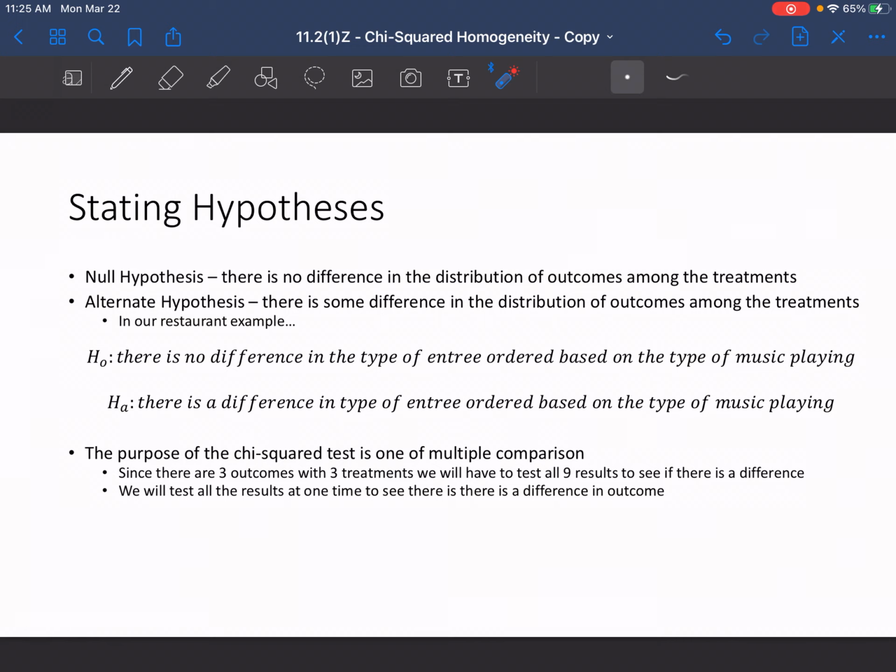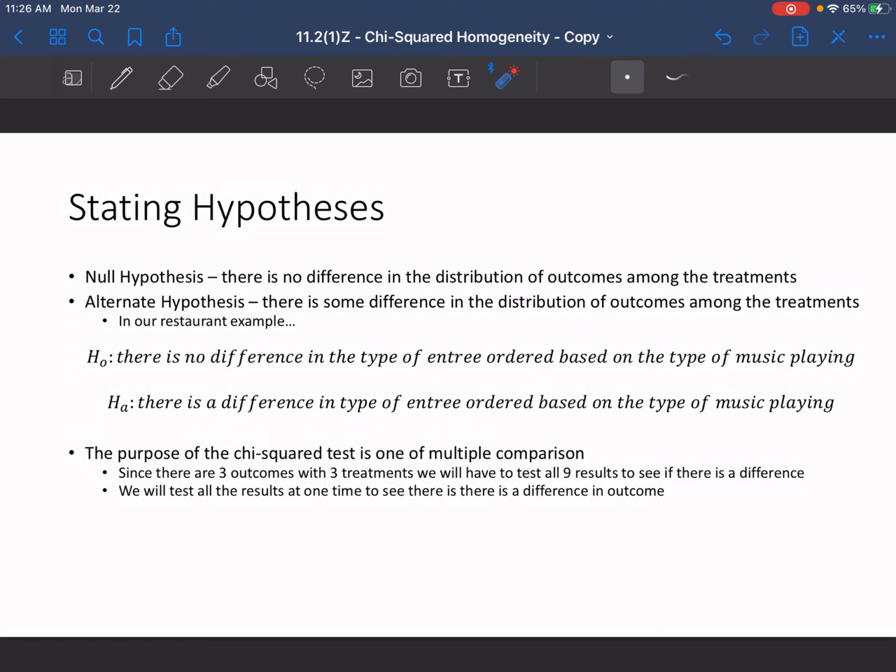So when we're stating our hypotheses in the first part of our process, our null hypothesis is pretty much always going to be that there is no difference in the distribution of outcomes among the treatments. That's basically when you're stating hypotheses for this particular test: your null hypothesis is always going to be that there's no difference, and your alternate hypothesis would be that there is some difference in the distribution of outcomes among the treatments. In our restaurant example, we would say that our null hypothesis is that there is no difference in the type of entree ordered based on the type of music playing, whereas our alternate hypothesis is that there is a difference in the type of entree ordered based on the type of music played.